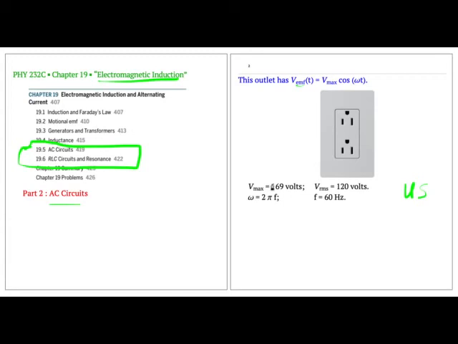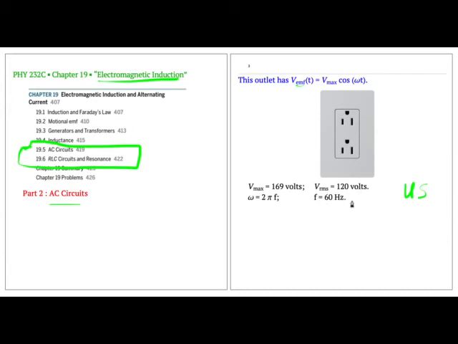The average electromotive force is 0 because it oscillates between plus V max and minus V max. So the average is 0. But if you take the square of the voltage, that will vary between 0 and V max squared. And the average of that is the mean square. And the square root of that is the root mean square. The root mean square voltage is 120 volts.